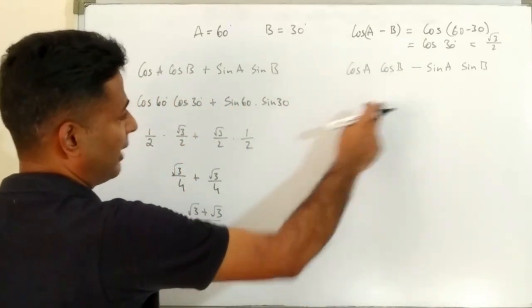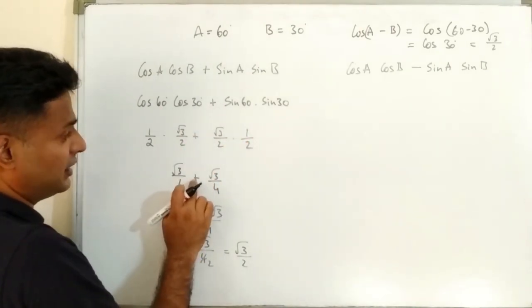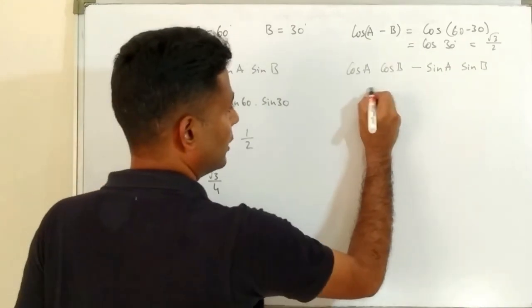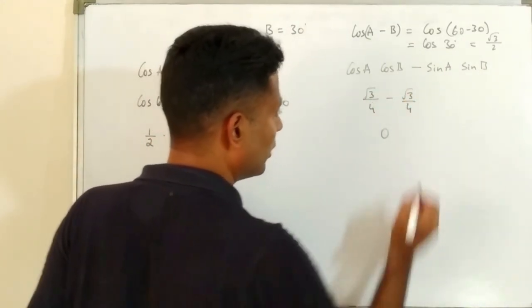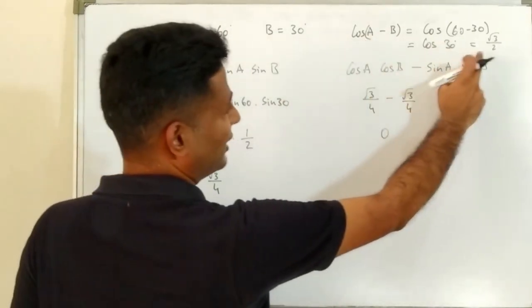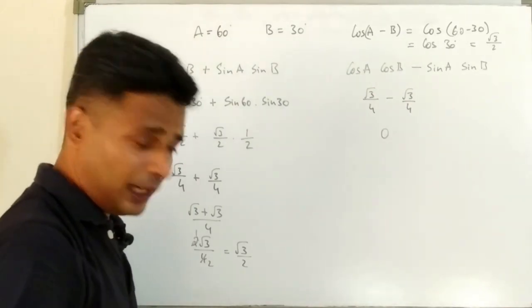Okay, let's say we try this now. What would we have got? We would have got the same thing, but instead of plus, it would have been minus. So we would have got root 3 by 4 minus root 3 by 4, which is equal to 0. So hence cos(A minus B) is root 3 by 2, which means it will be equal to cos A cos B plus sin A sin B.